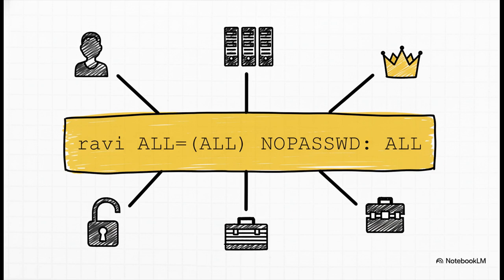Let's break down what it means. Ravi, that's our user. The first ALL means this rule applies from any terminal. The ALL in parentheses means Ravi can run commands as any user. NOPASSWD is the magic keyword. It's what tells sudo, hey, don't ask for a password. And the final ALL means he can run any command. Now, this is a very powerful rule, and we're definitely going to talk more about the security of that in a minute.